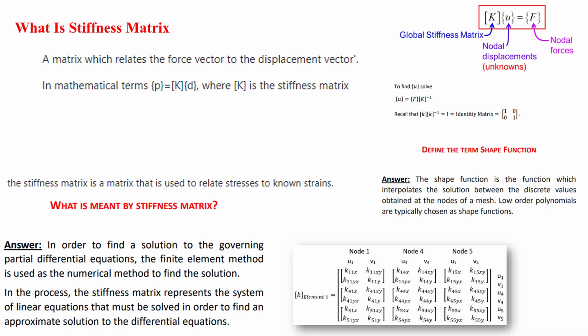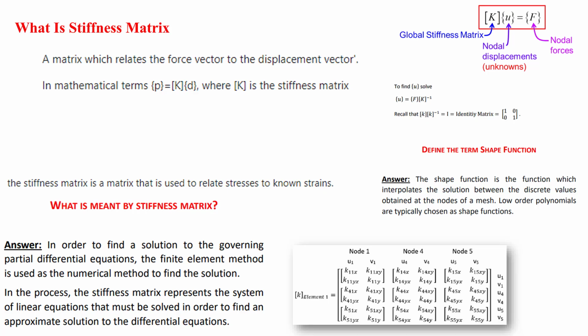To elaborate more on the stiffness matrix, in short, if I consider F is equal to K into U, that is the global stiffness matrix into displacement, equal to the nodal force. Simply put, the stiffness matrix is used to relate the stress to the known strains. You can see the explanation below.